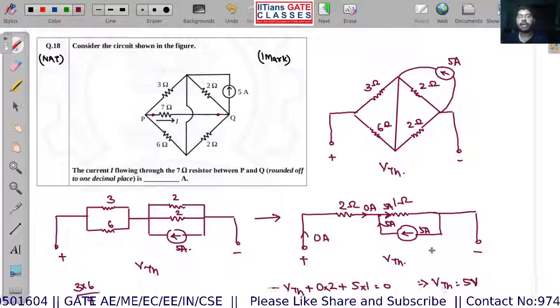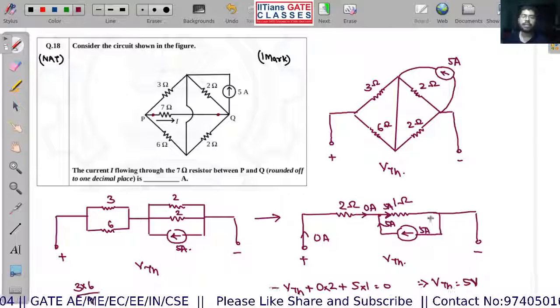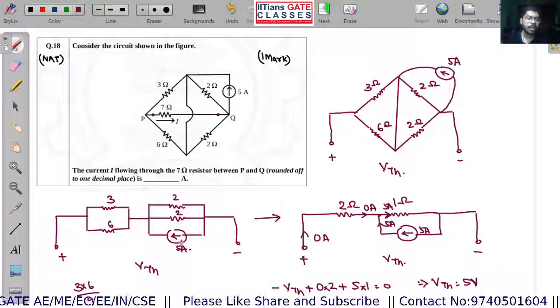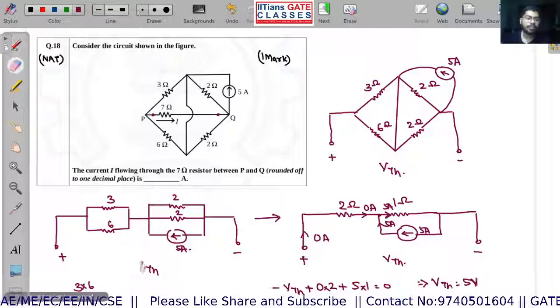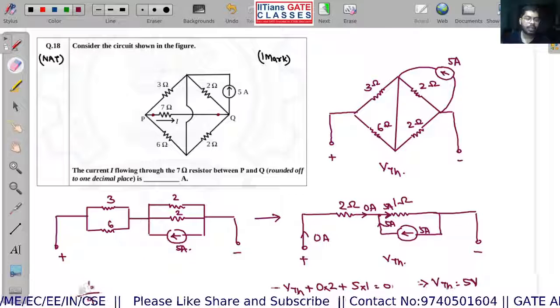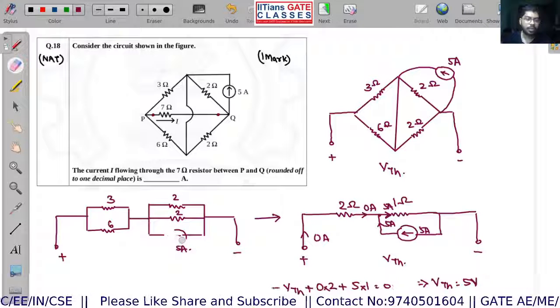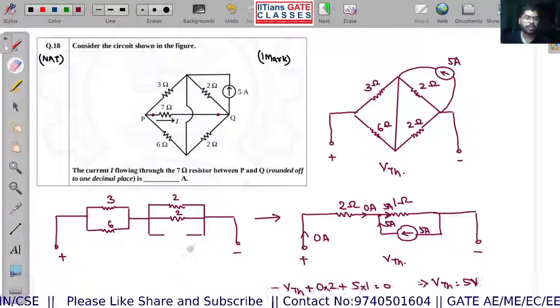Now we need to calculate RTH. Here we don't have any other circuit, so for RTH also I can manipulate in this circuit only. Now I am doing the calculation of RTH. This independent source will go to 0. If this goes to 0, this branch will be open circuited.